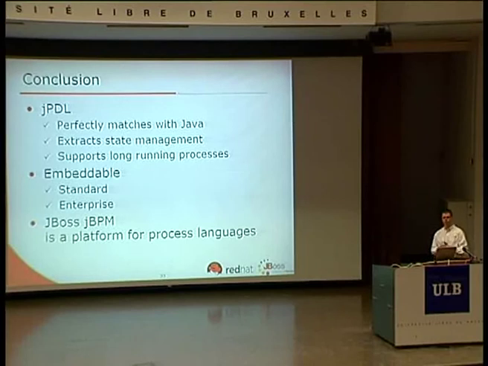So the conclusion, if you only remember one thing, is that JPDL is a good match for Java, and it extracts state management from your software. It supports long-running processes, which means wait states. It's embeddable, and JBPM in general is a platform for building process languages. We have three already implemented, and there's more to come. I think that sums it up, so we can open the floor for questions.